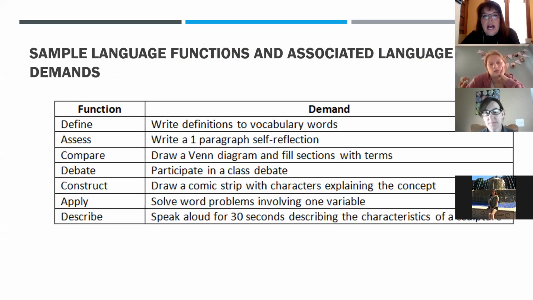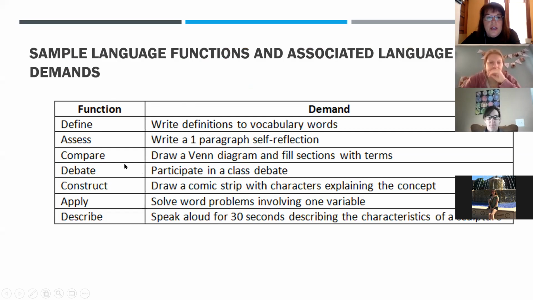Okay, so I think this is really helpful because all this new vocabulary can be overwhelming. And it's like, what are they talking about? So here are some examples of a language function and then a demand that goes with it. If I want students to define, I want them to understand how to define these words. How do I know that they do it? I demand that they write definitions to vocabulary words, right? So the demand is write definitions. Assess, write one paragraph of self-reflection.